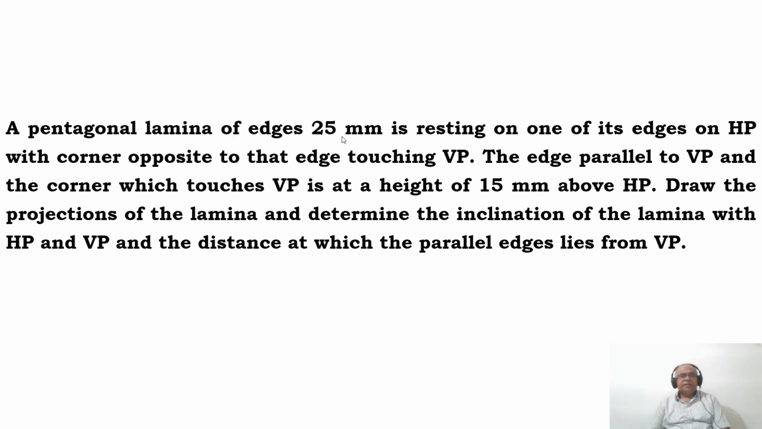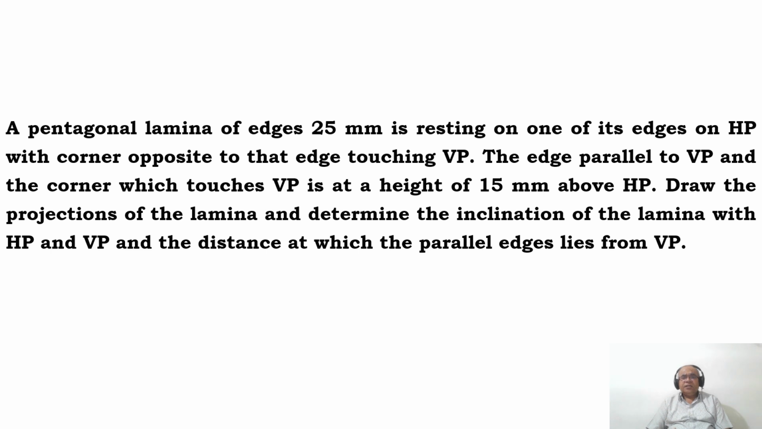So, a pentagonal lamina of edges 25 mm is resting on one of its edges on HP. That means you are starting the problem from HP, that is from the top, with the corner opposite to that edge touching VP. Always remember, in an odd-number-sided figure, the side opposite to an edge is always a corner. So he has given the third position. The edge parallel to VP and the corner which touches VP is at a height of 15 mm above HP.